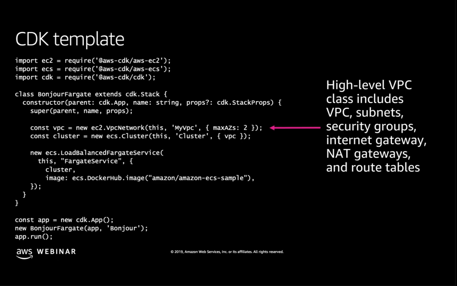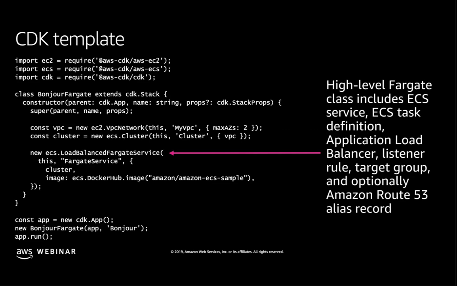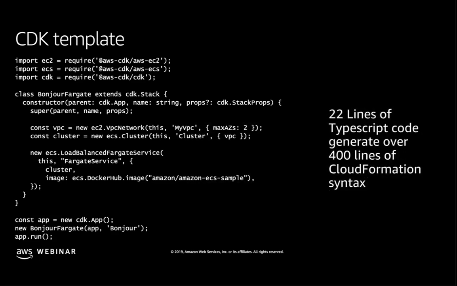We then define an ECS cluster. So that's the second line there. And so we're defining a cluster that lives in that VPC we just defined. And then we're setting up a Fargate class that defines the ECS service, the task definition, the application load balancer, that it's tied to, the listener rule, the target group, and optionally the Route 53 record. So normally this would take about 400 lines of CloudFormation syntax. We've got it down to 22 lines of TypeScript code.